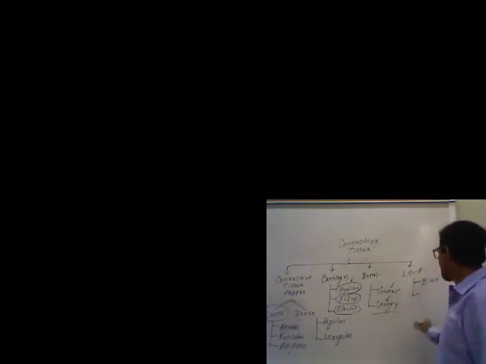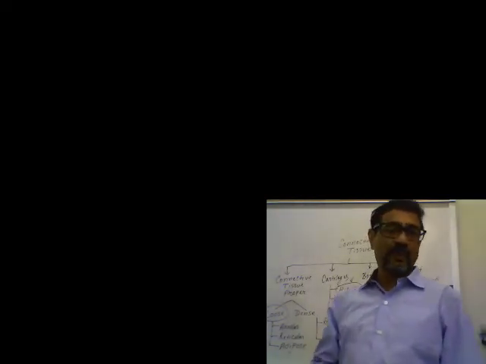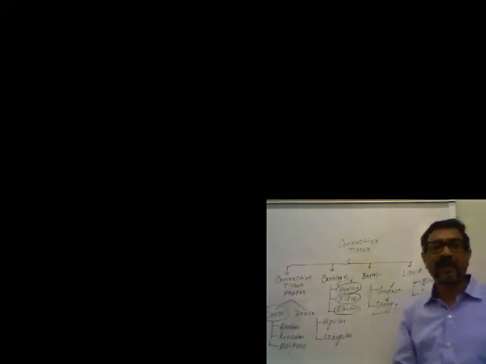Blood is the main liquid type connective tissue, but also lymph, another type of fluid present in the lymphatic system, lymph, that is also connective tissue. Okay, so this is the classification of the connective tissue. Very important. If you can just follow it, it will be easy for you to follow everything.